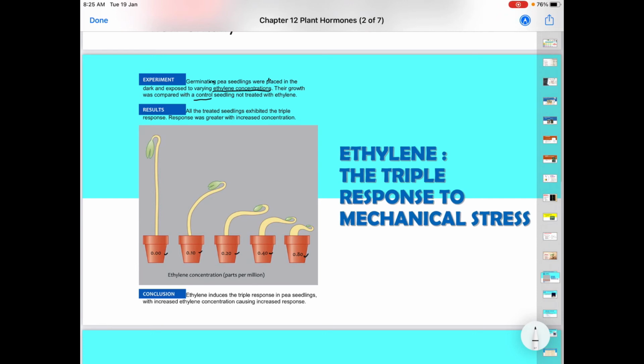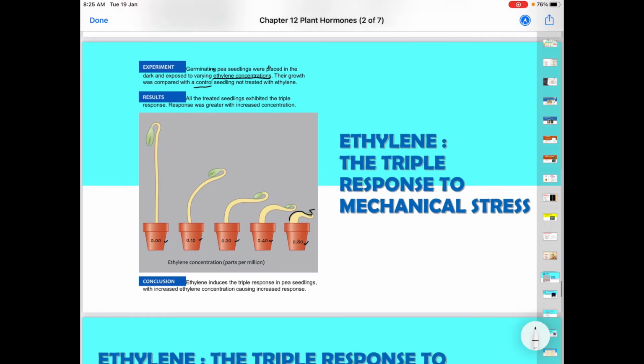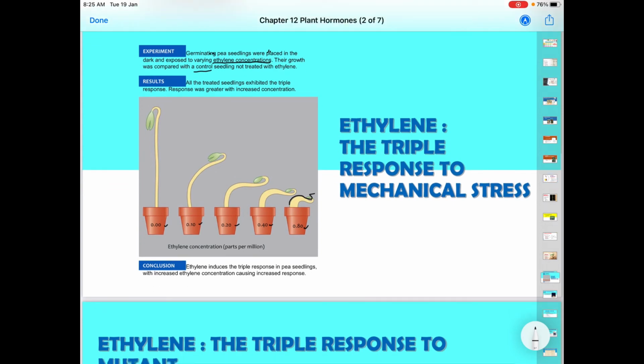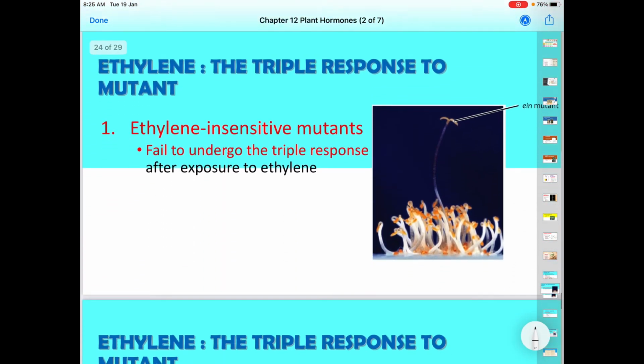All the treated seedlings exhibited the triple response. The response was greater with increased concentration. When there is increased concentration, the response of growth also increases, so it stopped the growth of the plant. So ethylene induced the triple response in pea seedlings, with increased ethylene concentration causing increased response. That's why when there is more ethylene, the response also increases. The response refers to the growth of the plant.